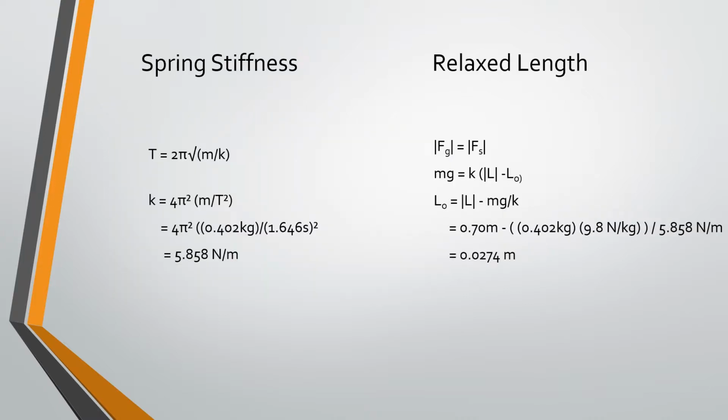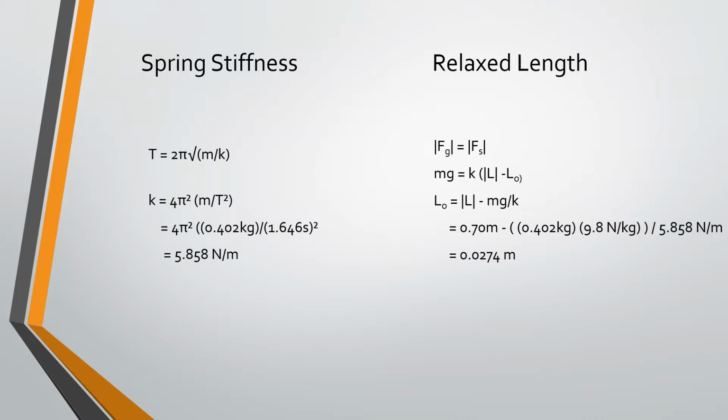Since we know T is equal to 2π times the square root of the mass divided by the spring stiffness, we can rearrange the equation to solve for k. In this case, it's 4π² times the mass divided by T², and I found it to be 5.858 newtons per meter. Now we can solve for our relaxed length, L naught, using the spring stiffness.